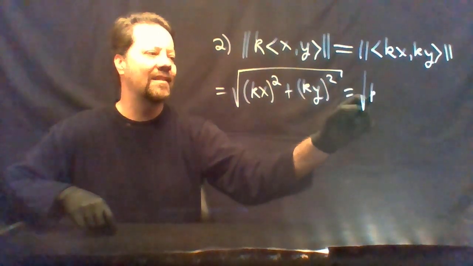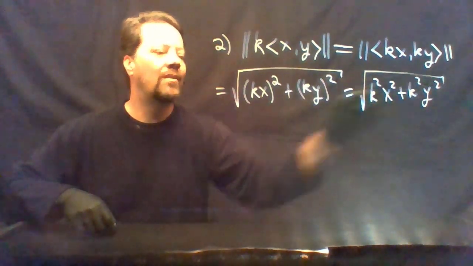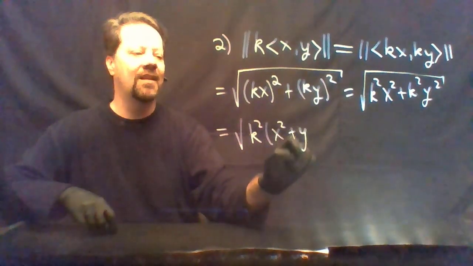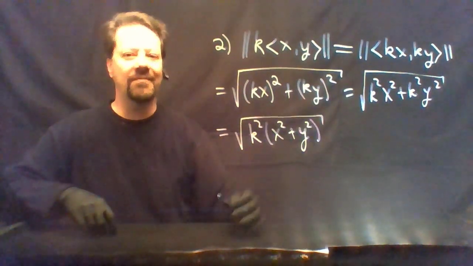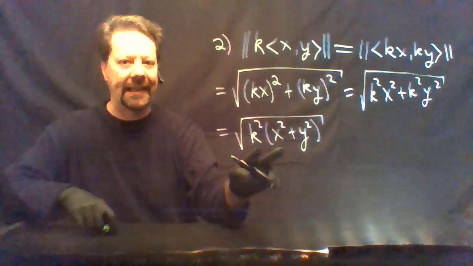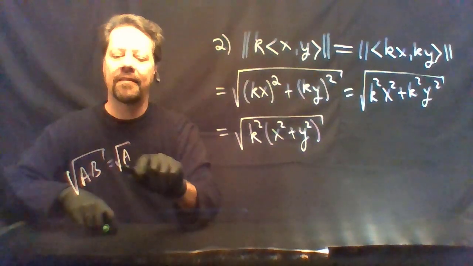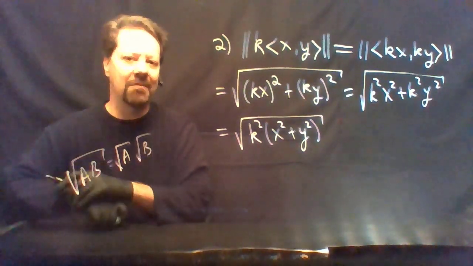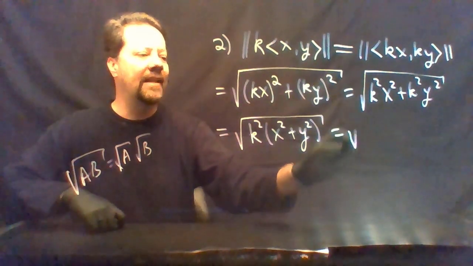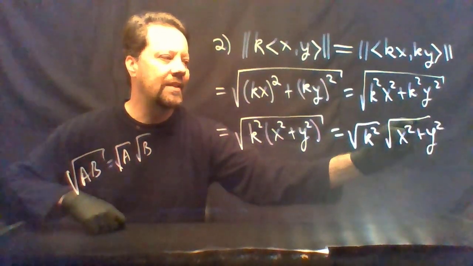You can rewrite that as k squared x squared plus k squared y squared, which factors as the square root of k squared times x squared plus y squared. Now, provided the factors under a radical are not both negative, the square root of ab is the square root of a times the square root of b. Again, a and b not both negative, but these are both positive, or 0, which means we can write this as the square root of k squared times the square root of x squared plus y squared.